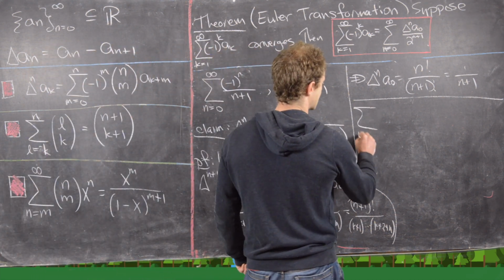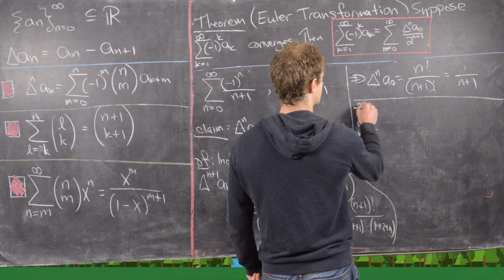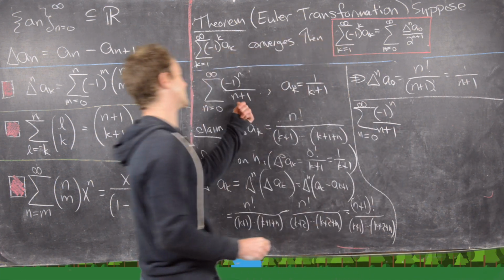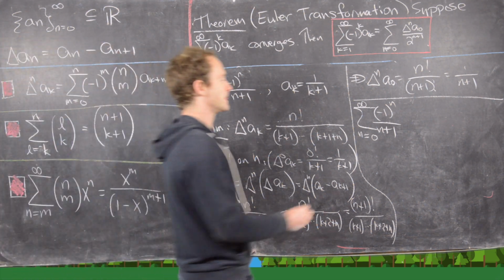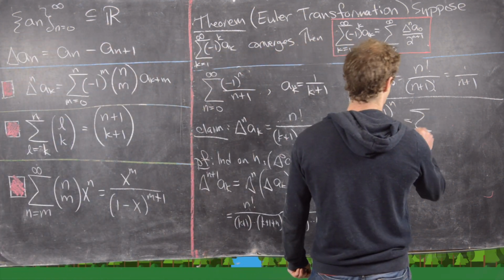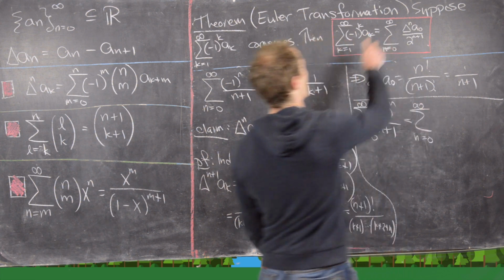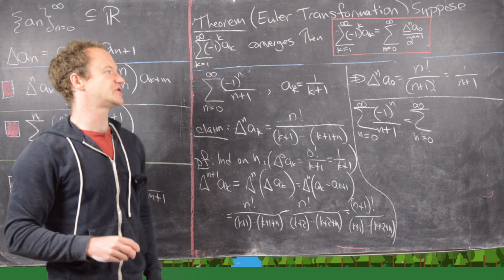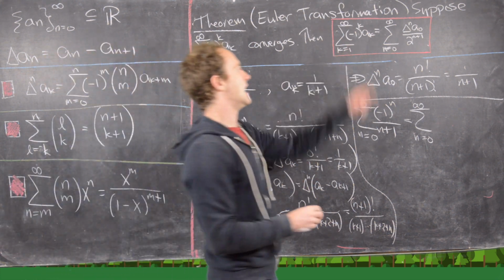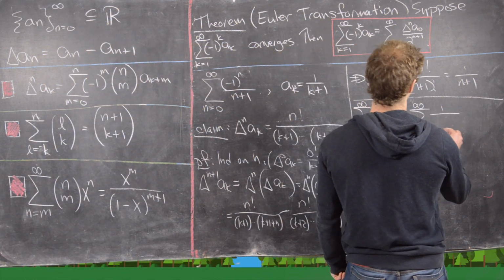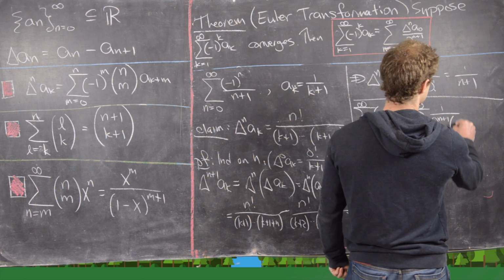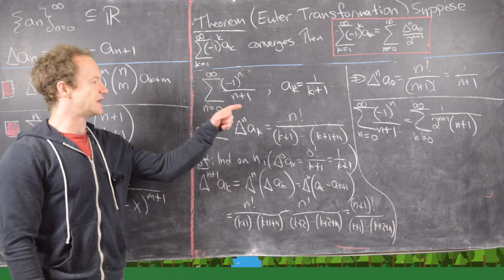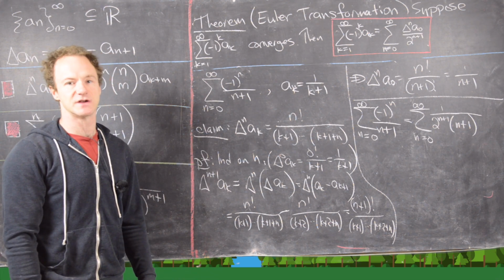And so that's going to give us the sum from n equals 0 to infinity of minus 1 to the n over n plus 1. So that's our original sum, and it is going to be equal to the sum from n equals 0 to infinity of the forward difference operator applied n times to a sub 0, but we showed that that was 1 over n plus 1, and then all of that's over 2 to the n plus 1. So this is 1 over 2 to the n plus 1 times n plus 1. Okay, great.